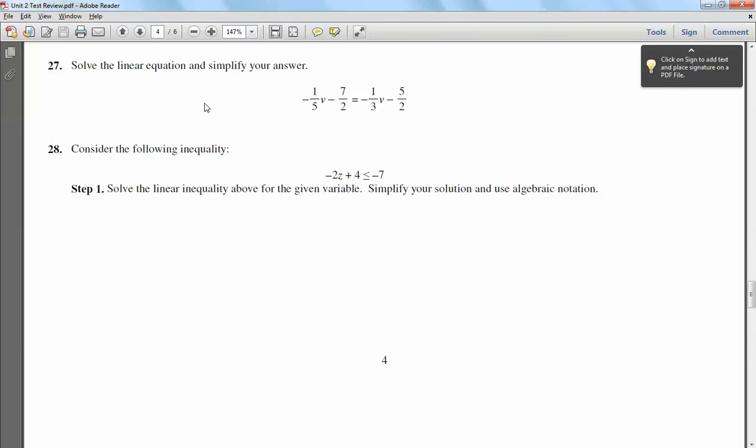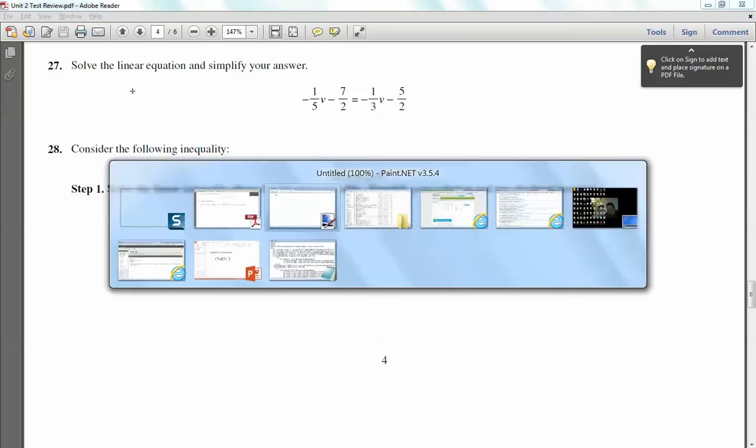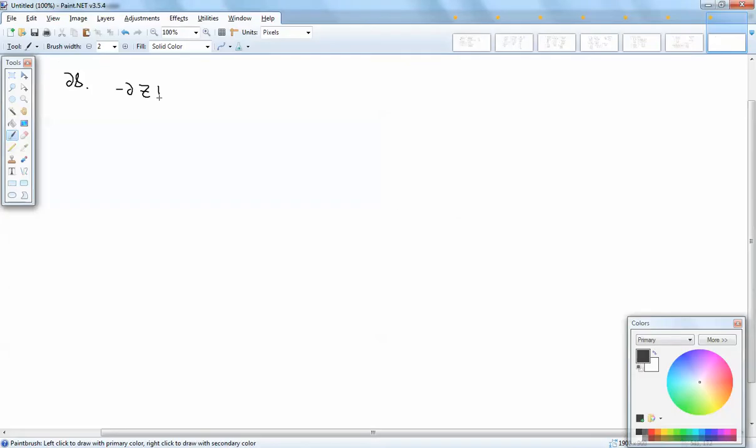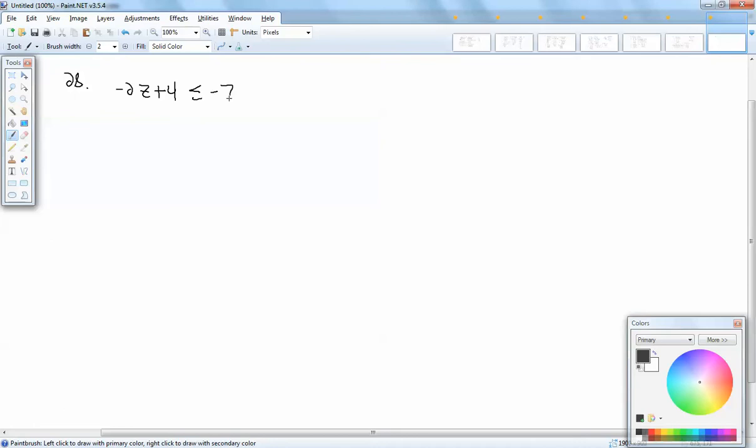Okay. And let's look at 28. We got negative 2z plus 4 is less than or equal to negative 7. And we're going through our 4 steps again. First step is get rid of parentheses, don't have any. Second step is get rid of fractions, don't have any. Third step, get everything with z on one side, numbers on the other. Actually, get everything with z on the left side, numbers on the right side.